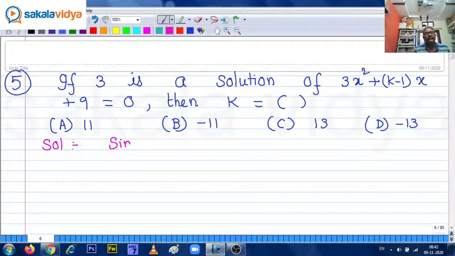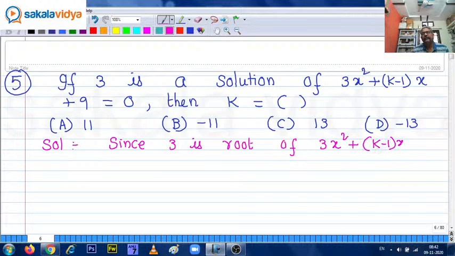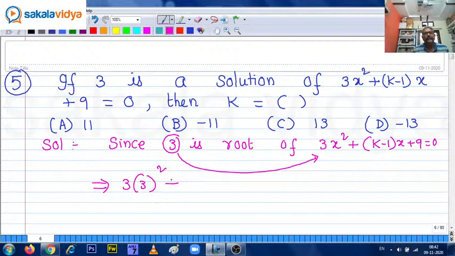Now the solution. Since 3 is a solution, which means root, I already told you, 3 is a root of this 3x square plus (k minus 1) times x plus 9 is equal to 0. So it must satisfy this equation. So in the place of x, replace 3. 3 times 3 square plus (k minus 1) times 3 plus 9 equals to 0.